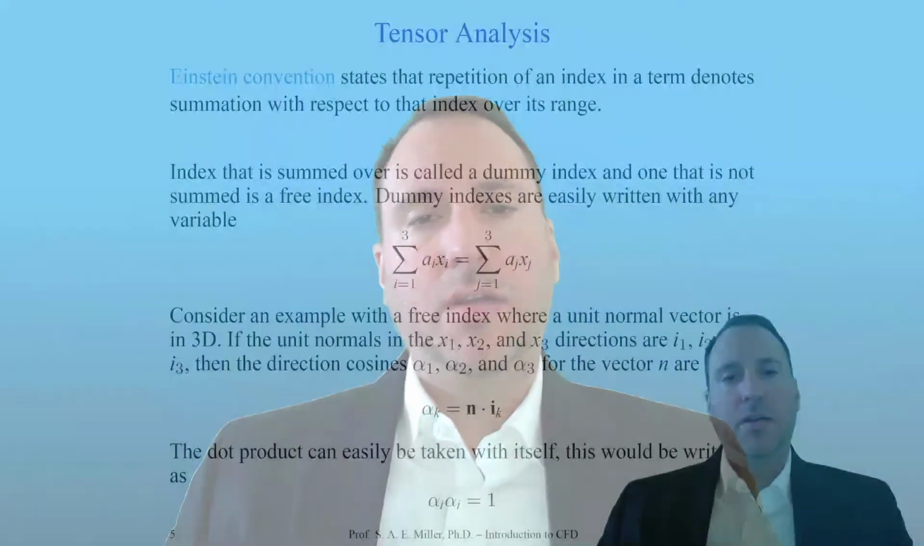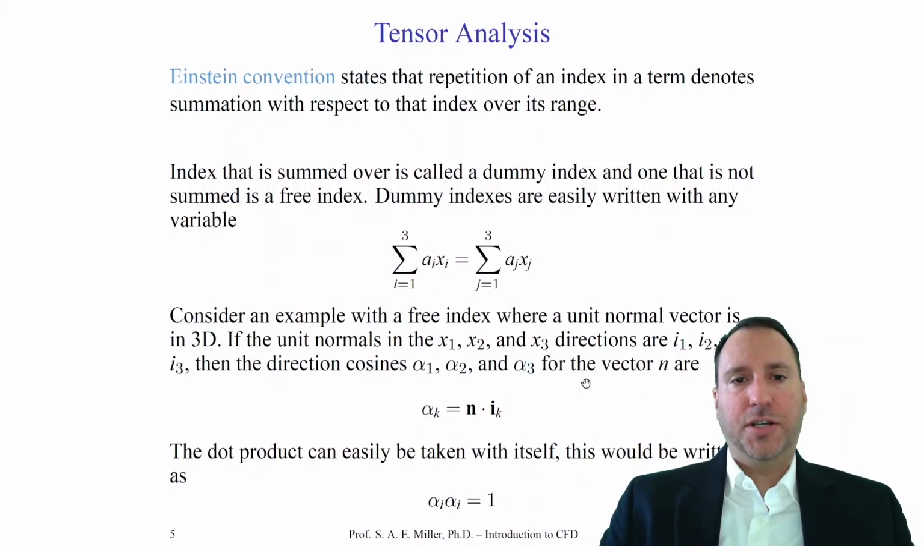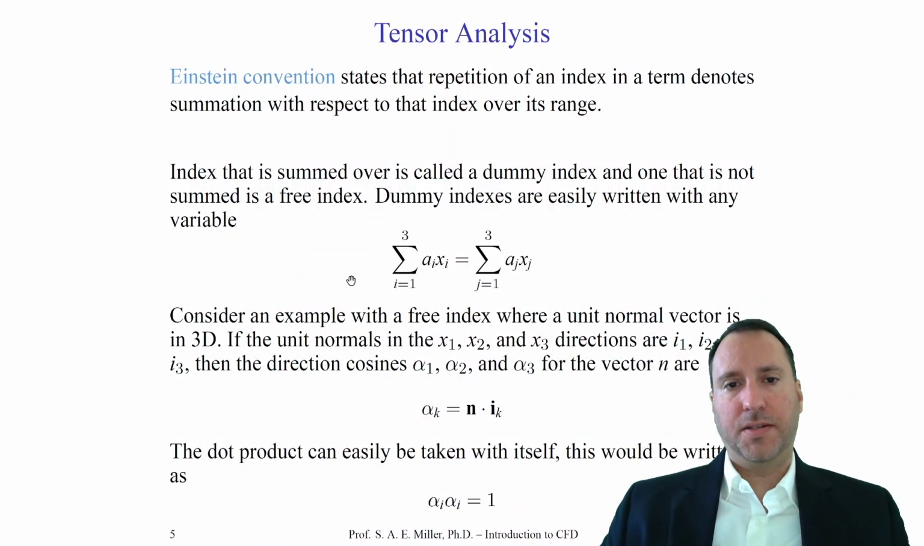So in the momentum equation, the Navier-Stokes equations, i would be the summed index. The ones that disappear would be j because they're dummy indexes. So these can be easily written with any variable. For example, the summation of i equals 1 to 3 of a_i x_i would also be equal to the summation of j equals 1 to 3 of a_j x_j.